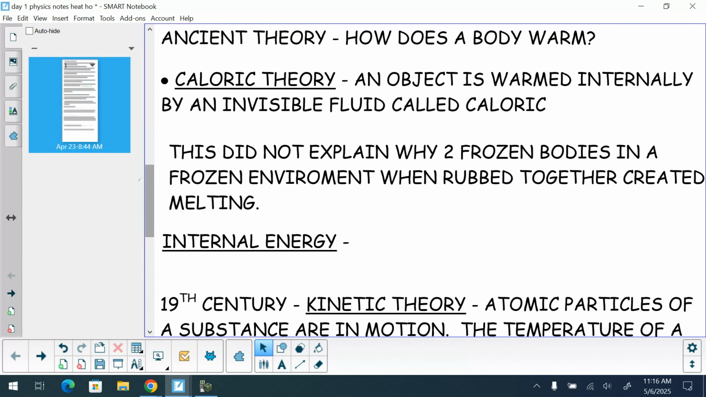The problem is this is not explained: two frozen bodies in a frozen environment, when rubbed together, create melting. If you had gloves on, so you had no temperature being transferred into ice cubes, and you go outside on a 20-degree day, and you had two ice cubes and you rub them together, they would melt. Why would those two bodies melt? They're frozen bodies, they're in a frozen environment. Why would those two bodies melt?